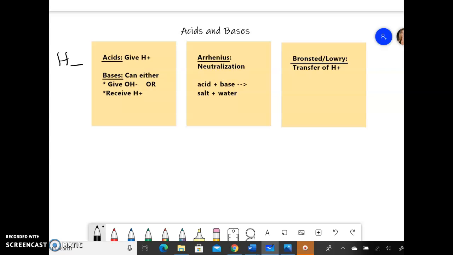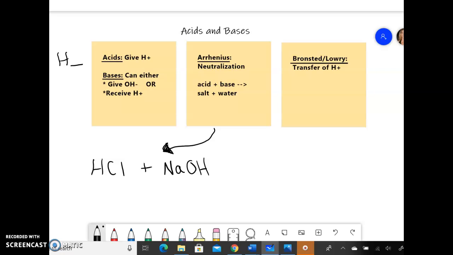The first definition is Arrhenius. This is also known as neutralization. And this is when you have an acid plus a base, and you're going to get a salt plus water. This is kind of a specific definition, and so we don't use this quite as much as the other one, but it's just a little bit different from the other one, so we do include both of them. So let's just do an example. If we have hydrochloric acid, so H first and then the chlorine, and we mix it with sodium hydroxide.